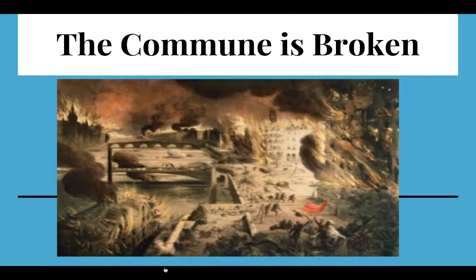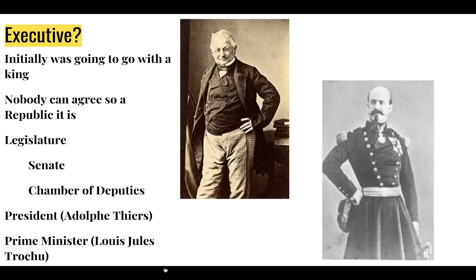But the problem is, well, who is going to be in charge? So initially they're like, all right, we'll use a king. But then there's a complete chaotic yelling match, and then finally it all breaks out, and so they're like, all right, you know what, we need to do this republic thing. And so what they're going to have is a bicameral legislature.